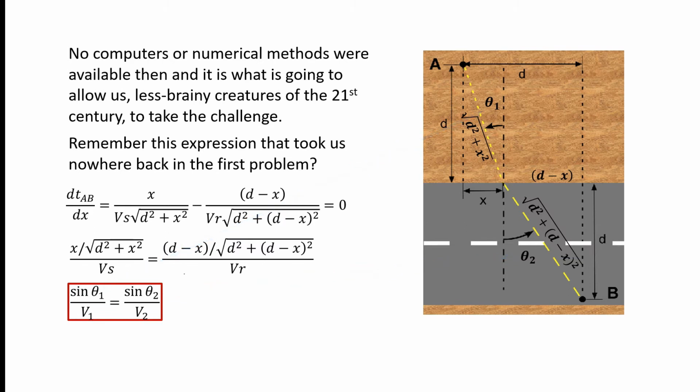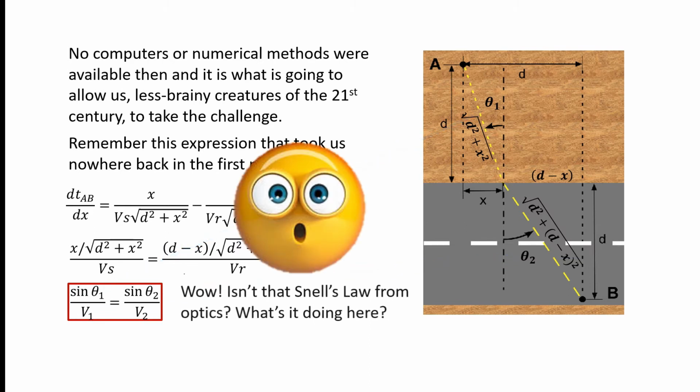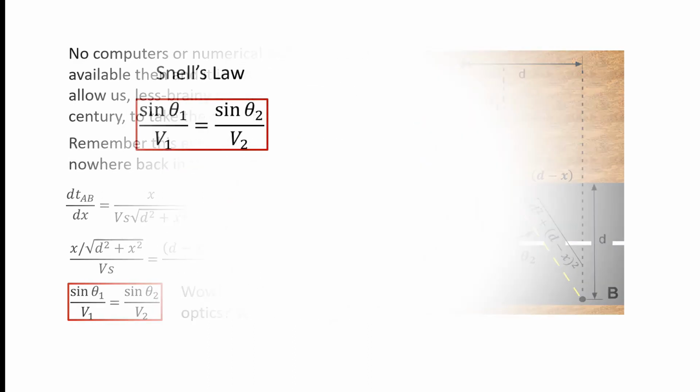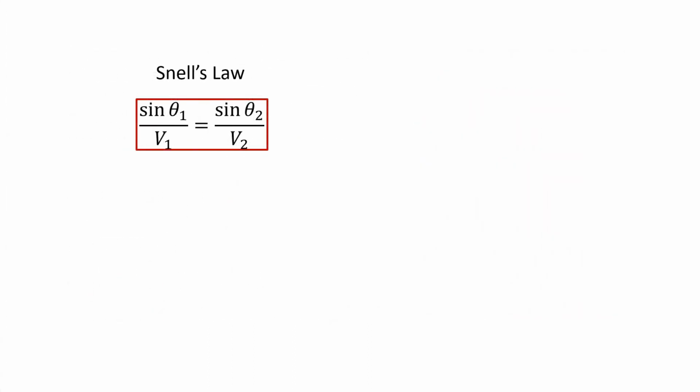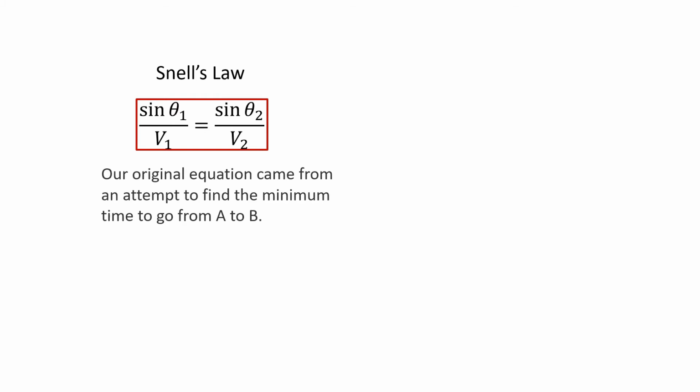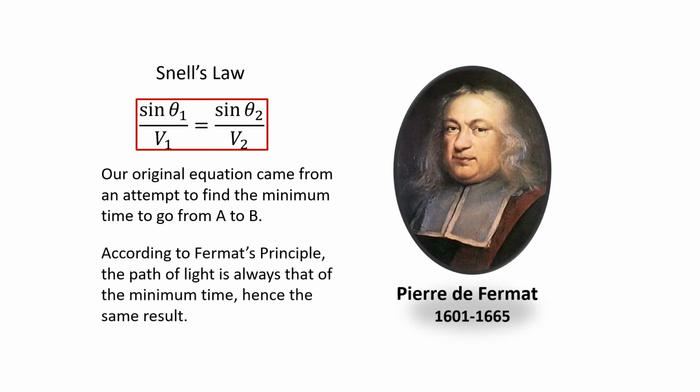But wait, this is Snell's law from optics. What's it doing here? And yes, this is Snell's law. Our original equation came from an attempt to find the minimum time to go from A to B. But according to Fermat's principle, the path of light is always that of the minimum time, hence the same result.